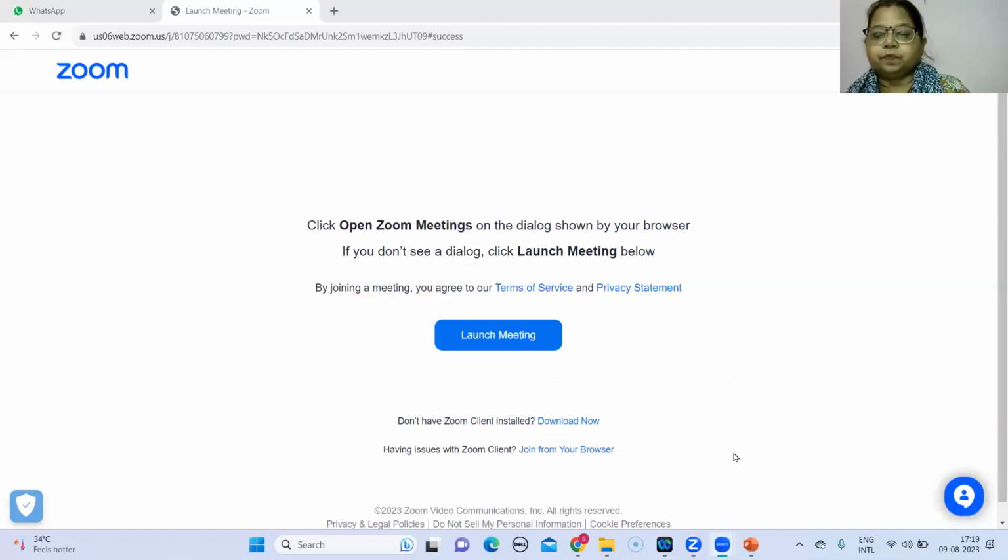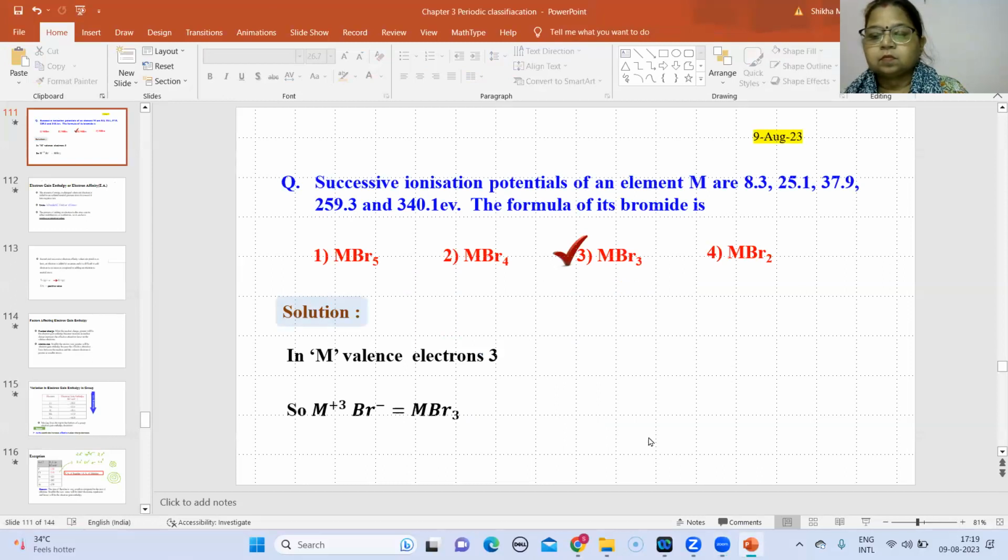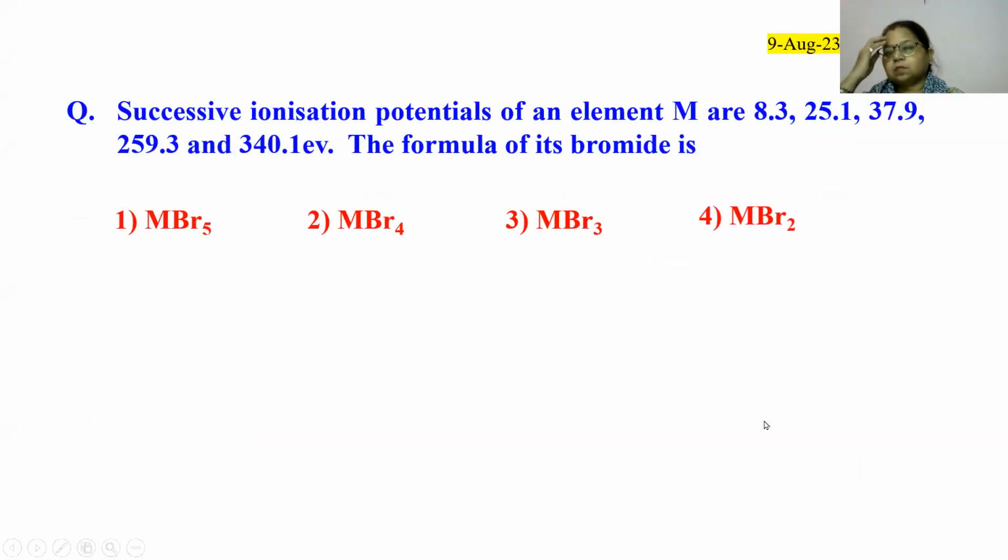So let's begin the class. First of all, we will just solve a question. Even if you have seen the answer, the task is to solve the question. There is a concept in this question, and so we need to solve it. So, Shweta and Ritika, let's try to solve this question.